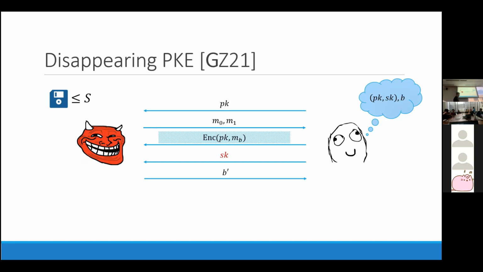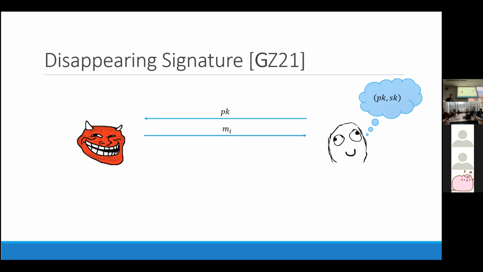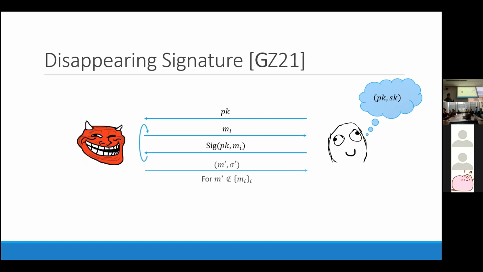Okay, so this is how we define PKE in the bounded storage model for disappearing PKE. And similarly, we would define signatures. The challenger has a key pair and sends over the public key, and the adversary is allowed to query a whole bunch of messages and get corresponding signatures. So that's the standard signature forgery experiment. And at the end, the adversary is required to output a valid message signature pair for any message that has not been seen before. So this is in the standard model.